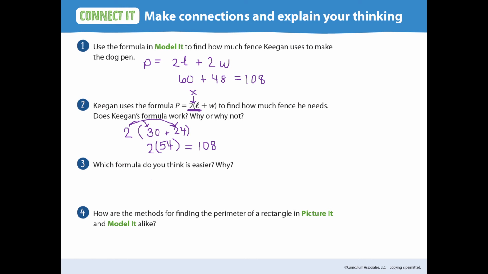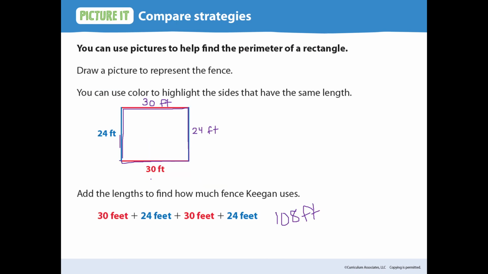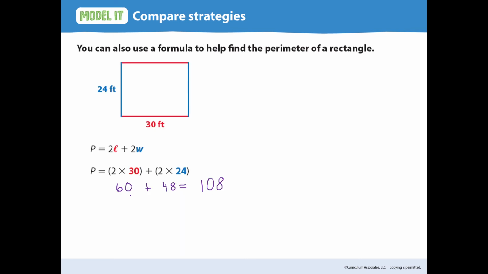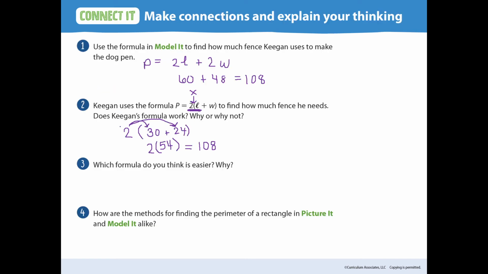Number 4, how are the methods for finding the perimeter of a rectangle in Picture It and Model It alike? So we're going to go back and look at Picture It real quick. So Picture It, we have 30 plus 24 plus 30 plus 24. We drew the picture and then we added all of the sides. Then in Model It, we have 2 times 30 plus 2 times 24. So how are those alike?